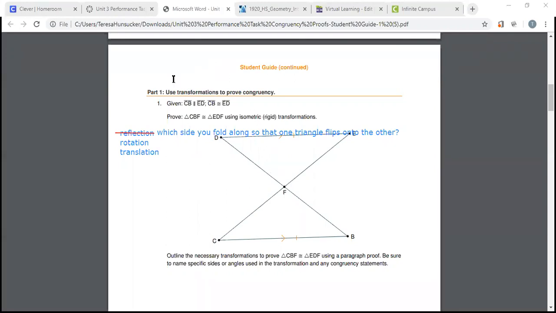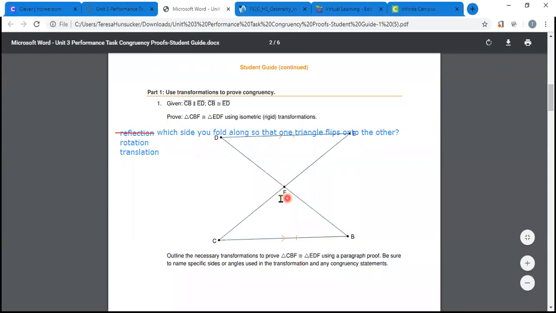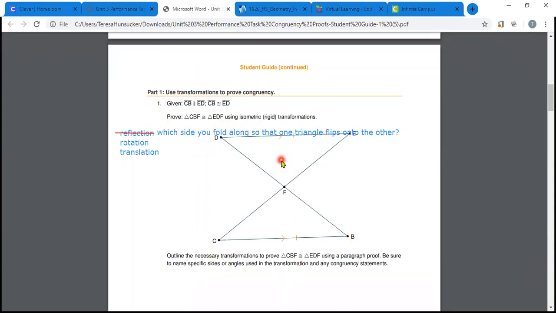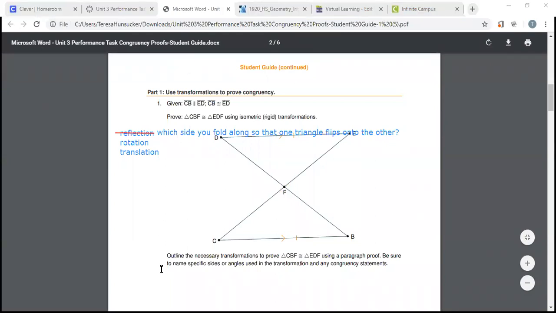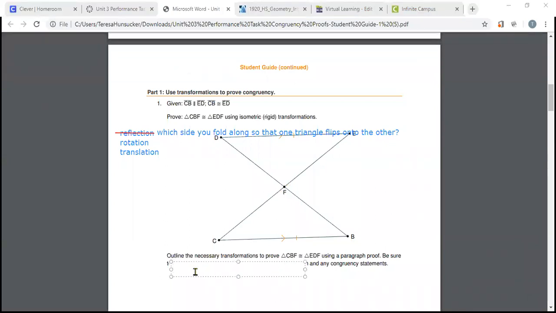Okay, and hopefully you would say you can rotate triangle CBF onto EDF so that corresponding sides and angles map onto each other through a rotation about center F. So the rigid transformation that maps one triangle onto the other is a rotation about point F.